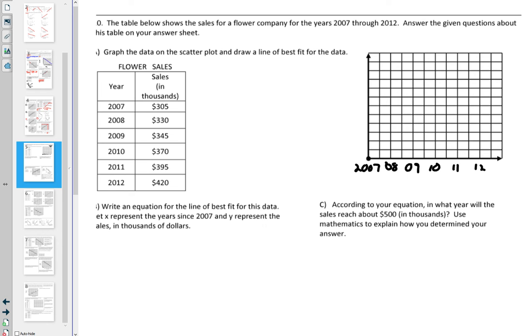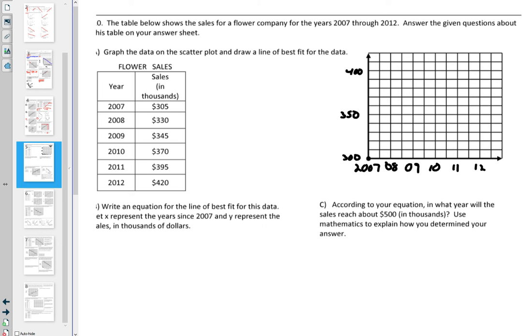And then going up, I need the money, and I'm gonna go by 10s. So I'm gonna start off at 300, and then let's just count 1, 2, 3, 4, 5. So this will be 350. 1, 2, 3, 4, 5, 400, which means the top line is 420. So that should work out nicely.